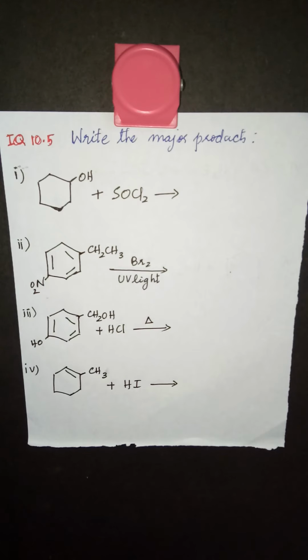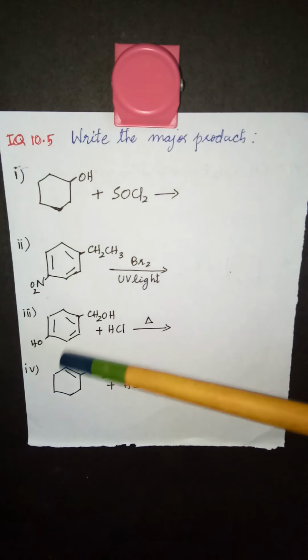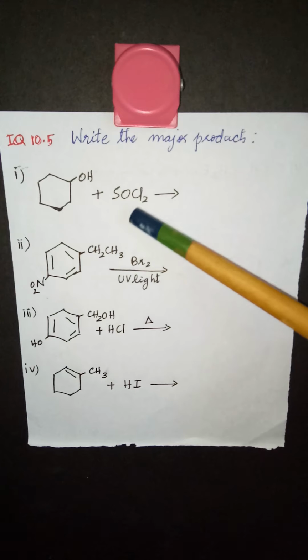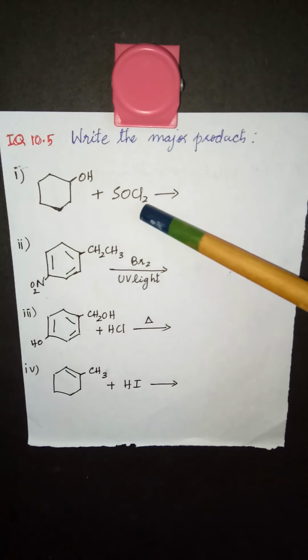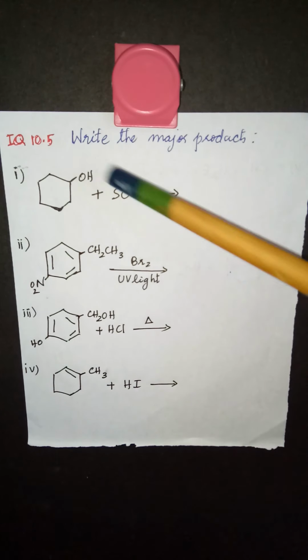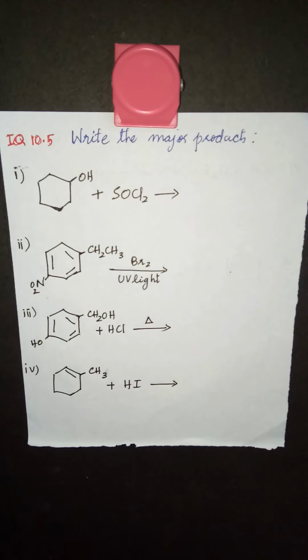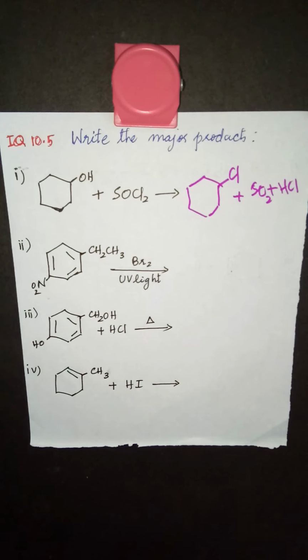Now let's try one more in-text question, 10.5, and we'll try to predict the major products. So now we know we can prepare haloalkanes from alcohols, and you can prepare haloalkanes from alkenes and also from alkanes. So now see which of the starting material is used here. We have alcohols, and you are treating it with thionyl chloride, and we know when you treat it with thionyl chloride, OH will be replaced by Cl. So what will be the product? So this is the product of the reaction.